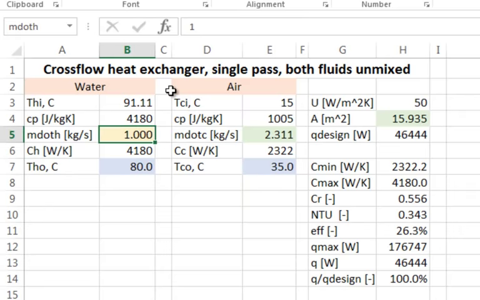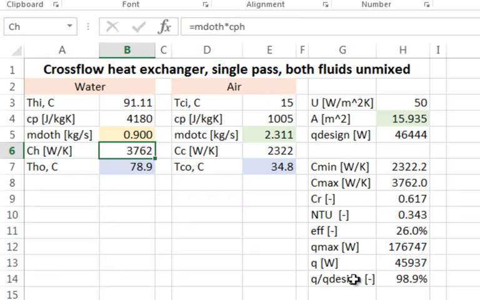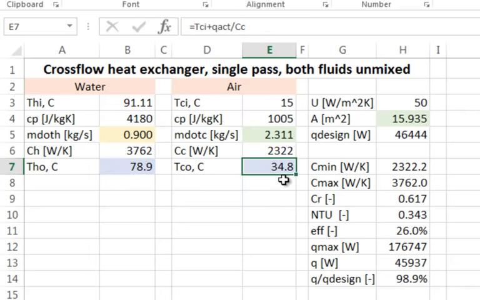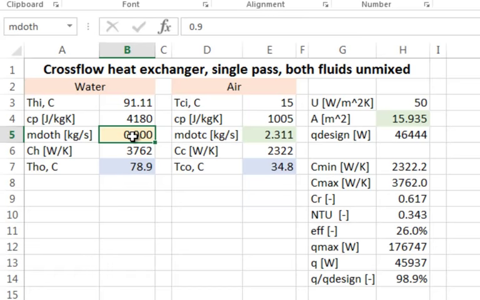But what happens if it's 0.9? Well, my ratio of Q to the design Q is now 99%. The temperatures of the hot out and the cold out did change, and some of these other numbers in the calculation changed. But all I did was reduce the mass flow rate of the hot. Make sense? All right, very good.